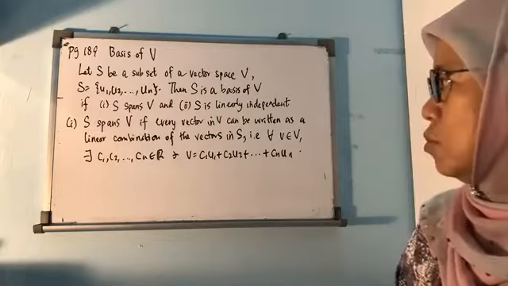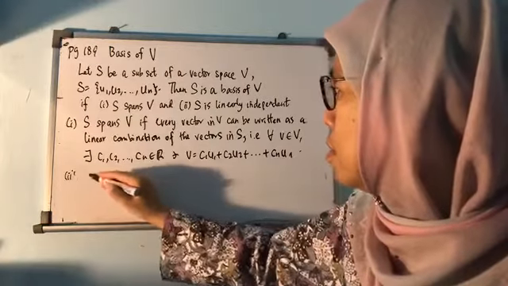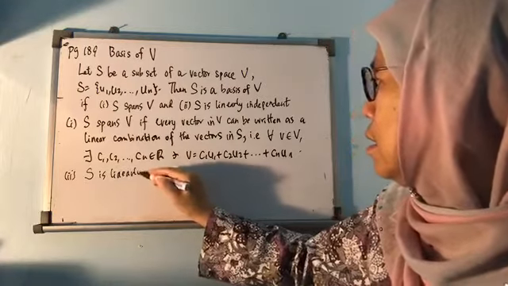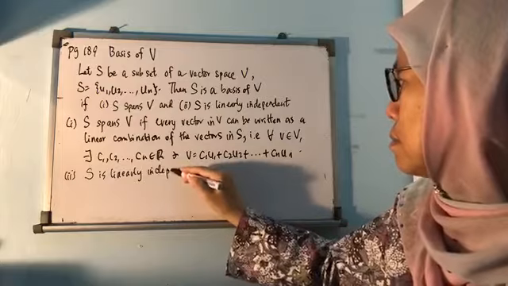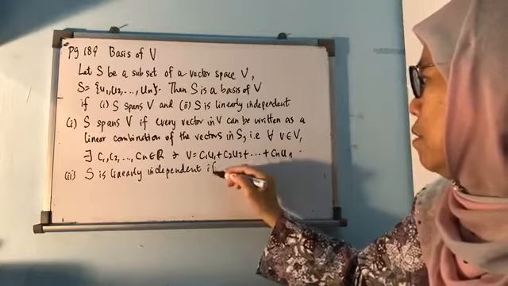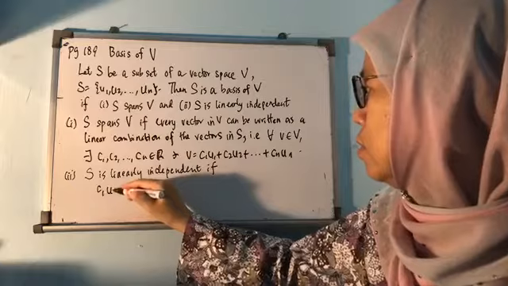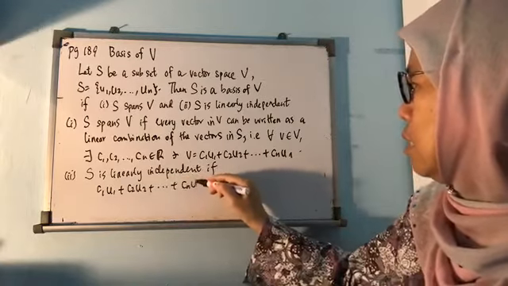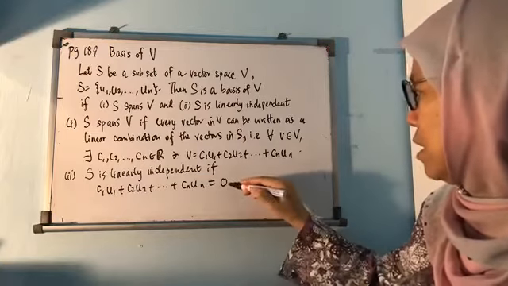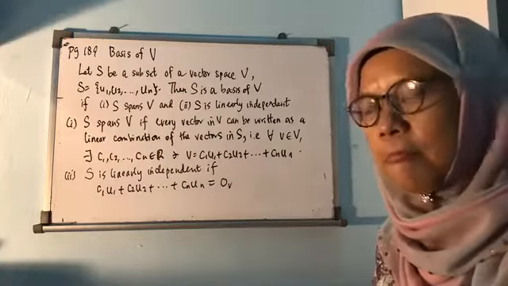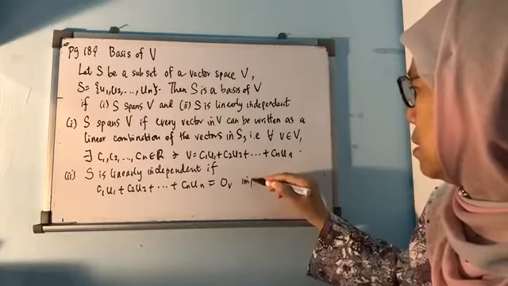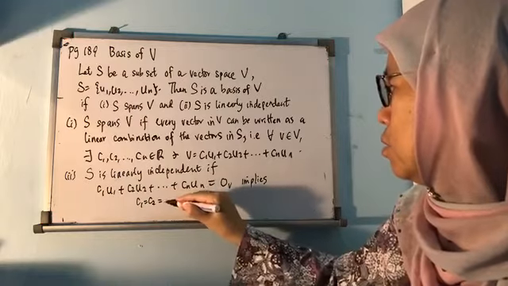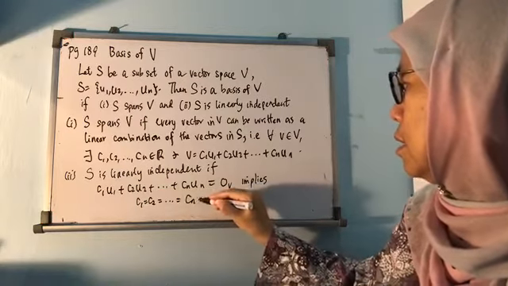So this is back to chapter 2. And two, S is linearly independent if c1 u1 plus c2 u2 plus cn un equal to the zero vector in V implies c1 equals c2 equals cn is 0.